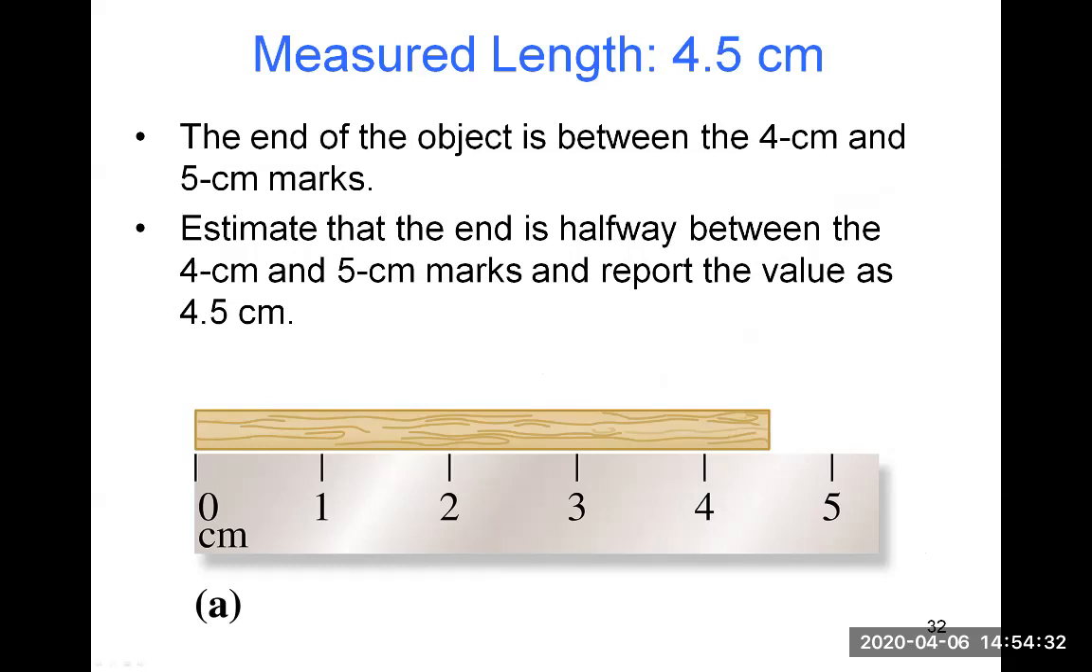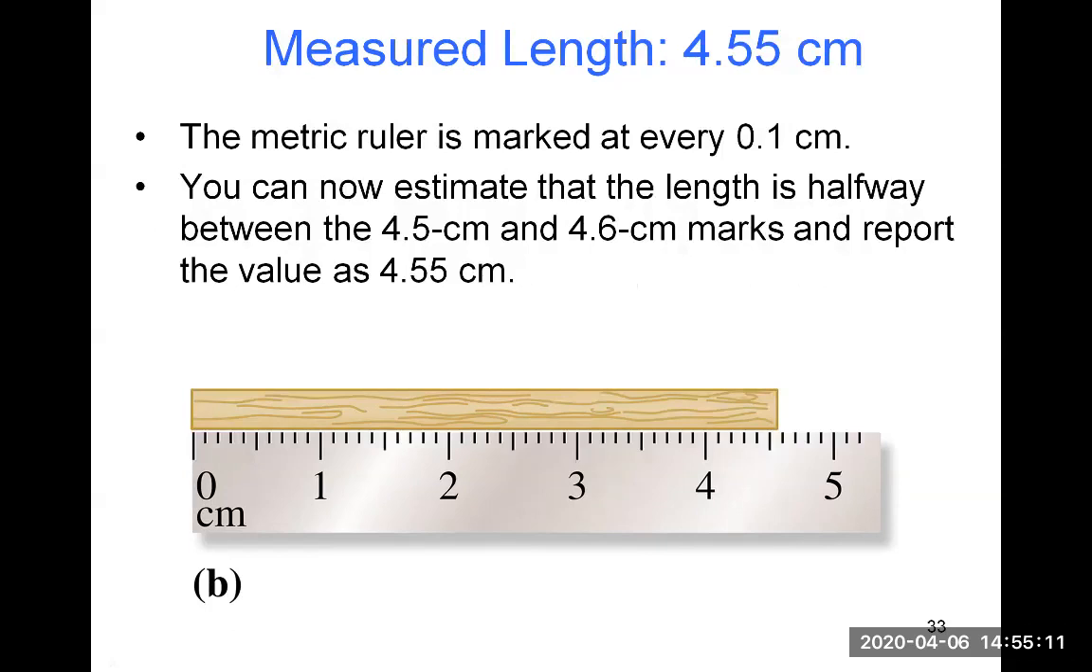So you can write already that it's 4 point, and then you need to estimate where the end of the object falls. And so what you do is you mentally divide the space between 4 and 5 into 10 equal spaces, and you estimate where the object is falling. So here it feels like it's right in the middle, so I would say 0.5 again. So I would report this measurement as 4.5, right? We know the 4 for sure, and the 0.5 is estimated. We estimated between the marks.